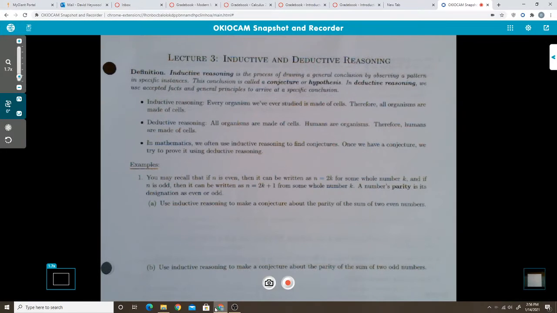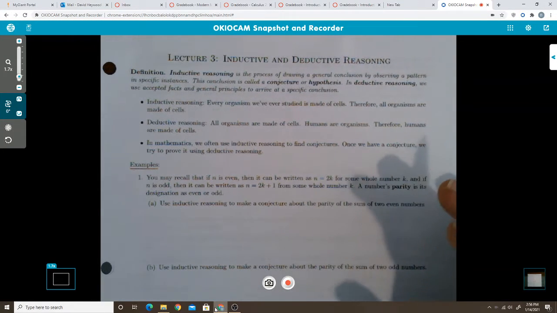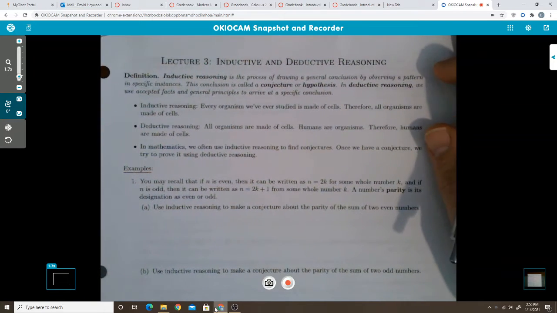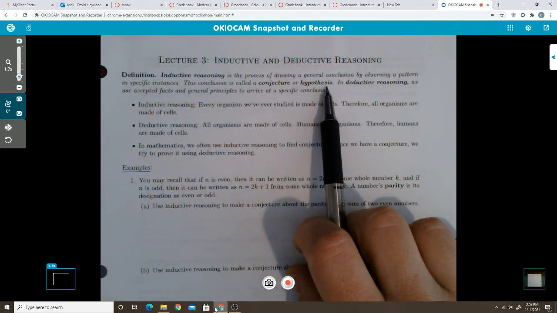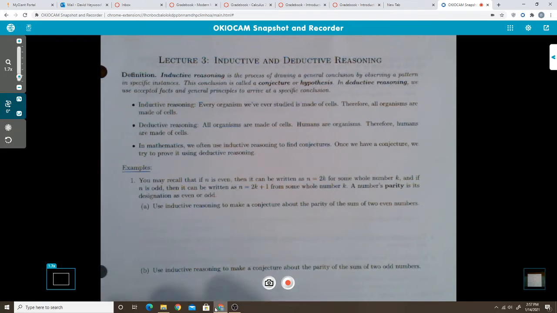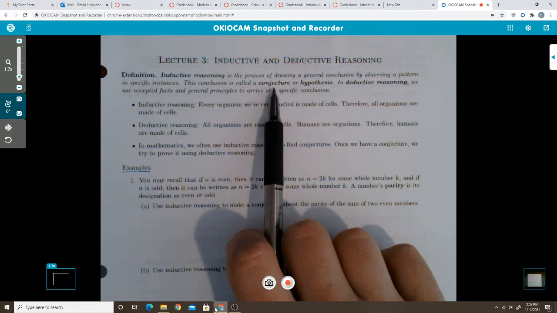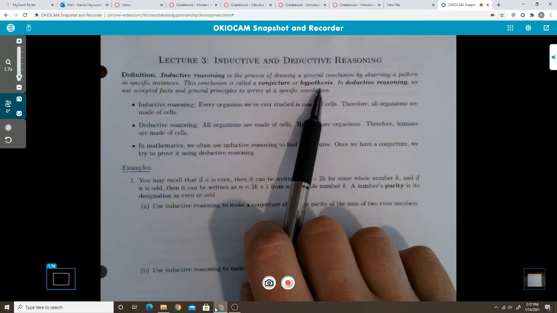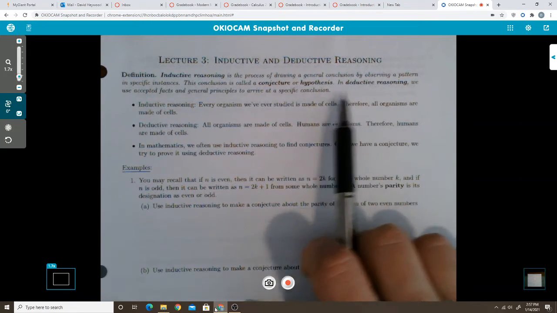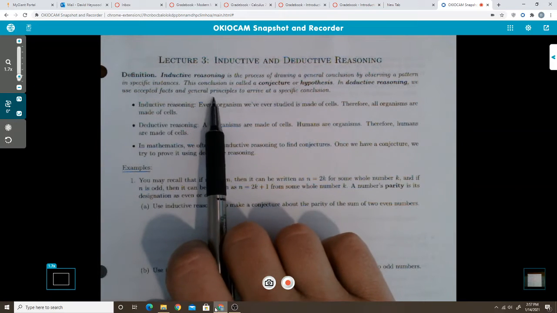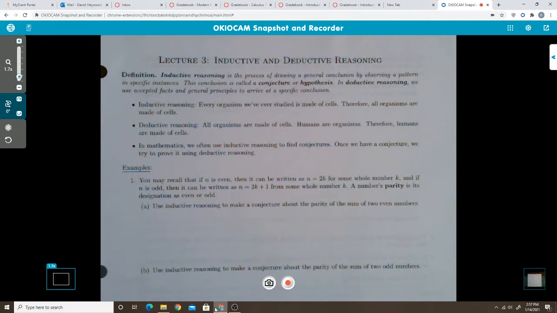All right, let's talk about inductive and deductive reasoning. Inductive and deductive reasoning are both important tools to mathematics. So let's talk about those. Inductive reasoning is the process of drawing a general conclusion by observing a pattern in specific instances. This conclusion is called a conjecture, or sometimes we call it a hypothesis, but I'm going to refer to it as conjecture. In deductive reasoning, we use accepted facts and general principles to arrive at a specific conclusion.